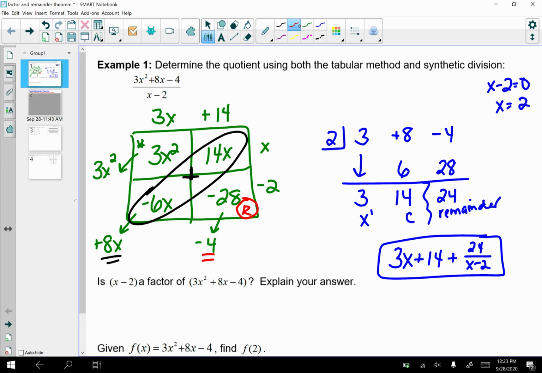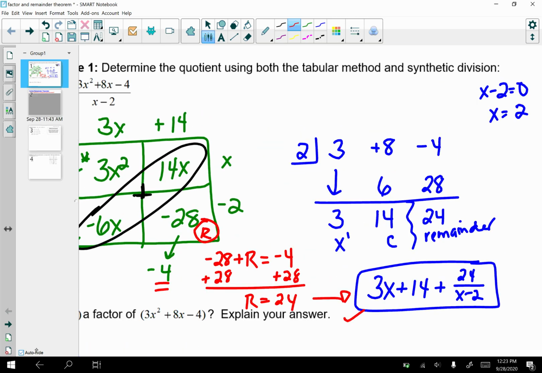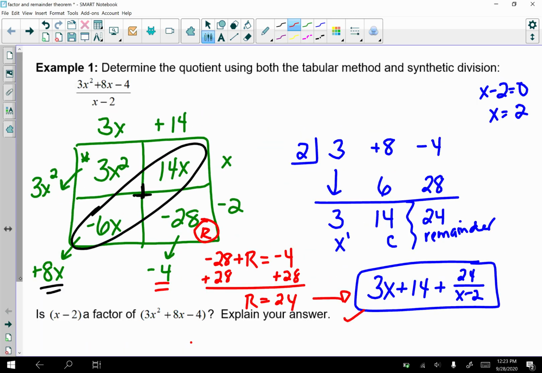If you're using the tabular method, in order to set up and find your remainder, you're going to do a negative 28 plus your remainder, and it should give us that output of negative 4. Add 28 to both sides. My remainder is 24. My answer is the same thing. The follow-up question says, is x minus 2 a factor of 3x squared plus 8x minus 4? And our answer should be, no, it is not a factor because there is a remainder.